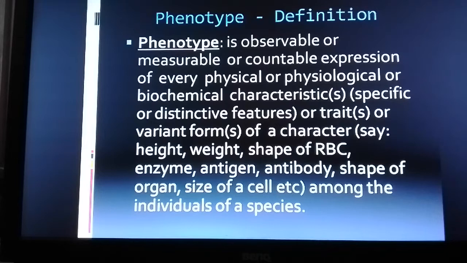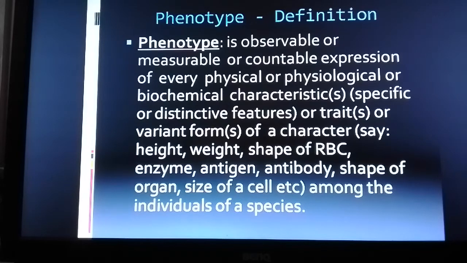Now if you say 6 feet as one variant of the character height, 50 kilograms as one trait of the character weight. So every character may be expressed with 2 or more variants. Accordingly, the variant may be counted as a phenotype. Variant of a character may be counted as a phenotype.